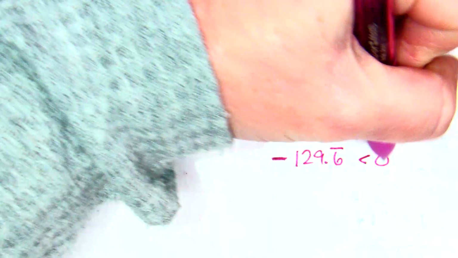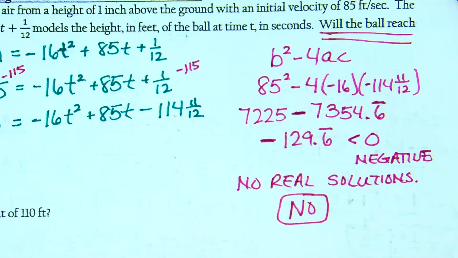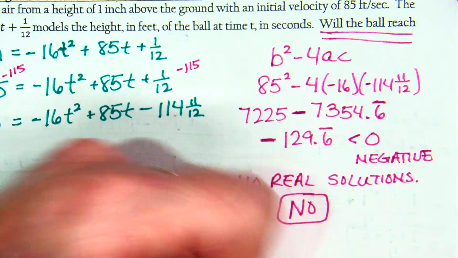What would you have to change if we did B? Your swing. B says, will it reach a height of 110? So you put 110 instead of 115 in there, right? If anyone works B out, I will tell you it does turn out to be a yes, because you do get a positive result there. I don't remember right offhand, honestly. I can check here in a moment.